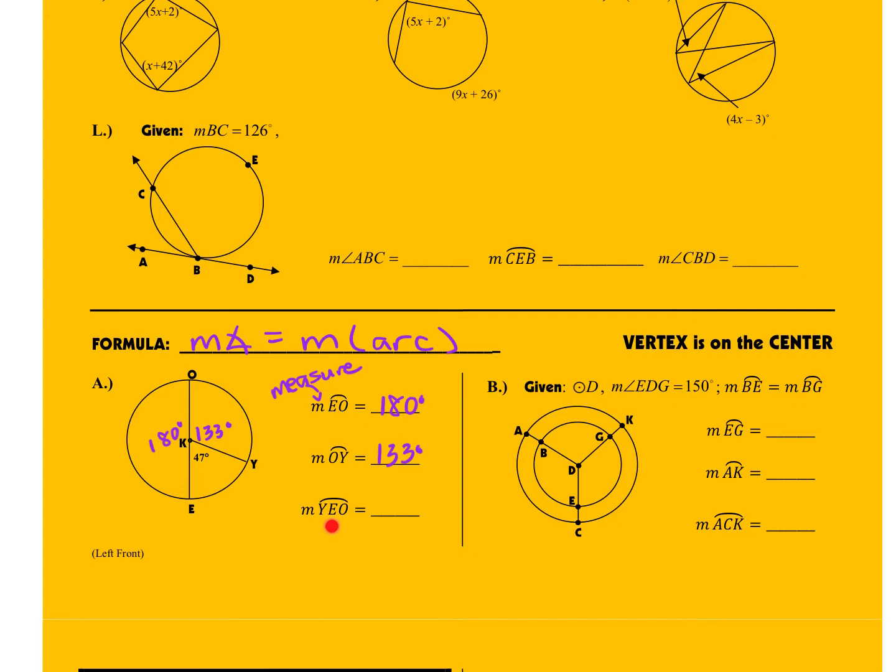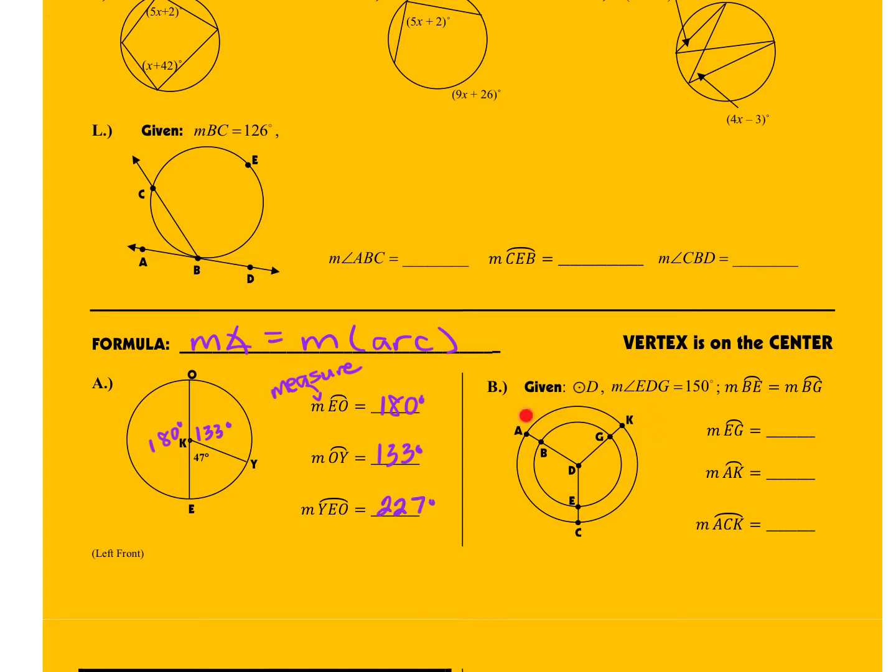The measure of YEO, so now we've got three letters. So now we're going to be looking for a measure that's going to be more than 180. So we're going to say Y to E to O. So we can either add these two together, this 47 plus this 180, or you could think, hey, I've got the whole circle here, and you could subtract 133. Either of those are going to get you to the measure of that arc of 227.